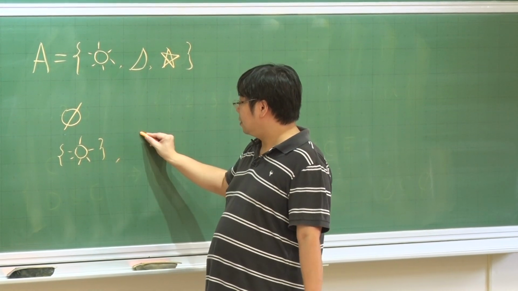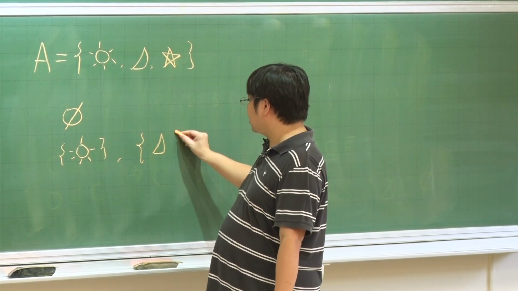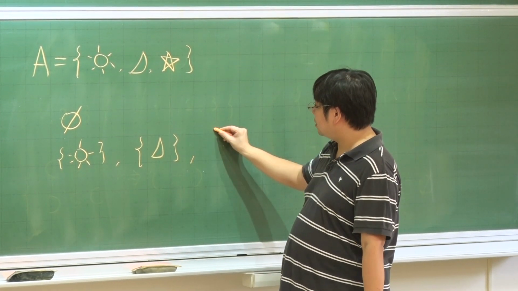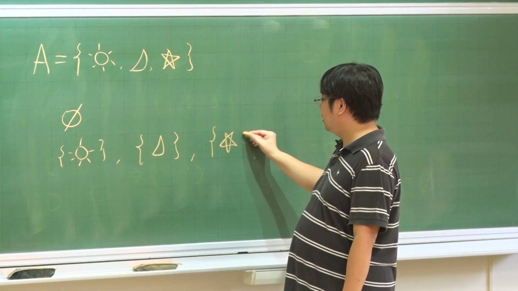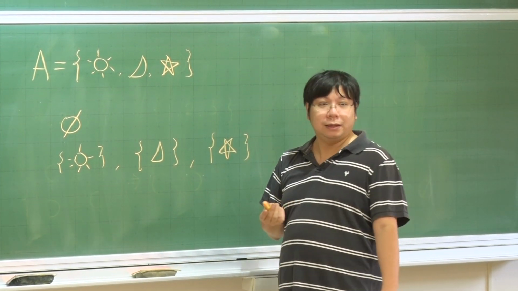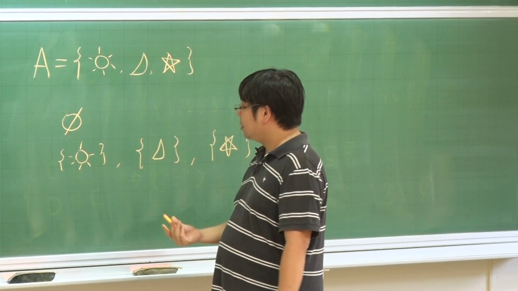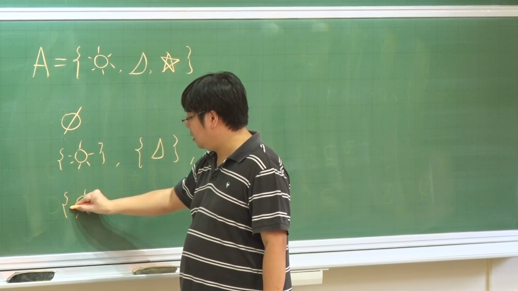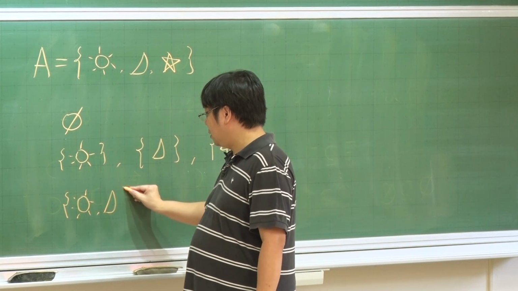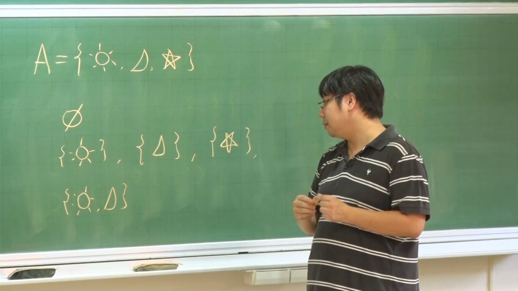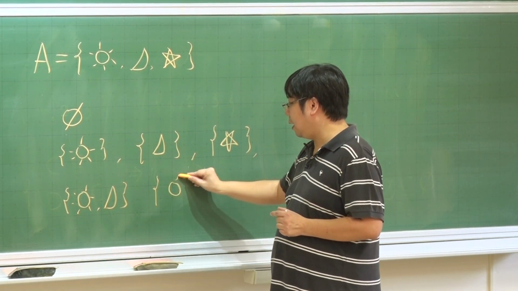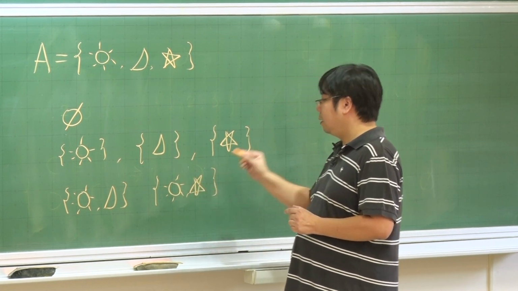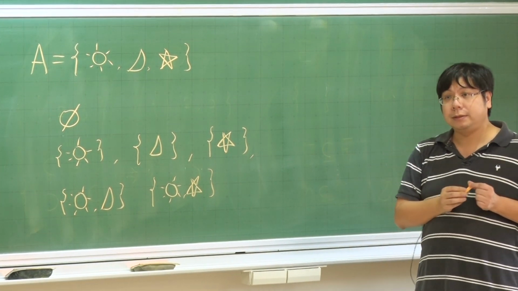And what else? Moon is also a subset of A. Is that okay? And what else? Star is also a subset of A. Is that okay? And what else? Sun and moon. This is a subset of A, right? Sun and star. This is a subset of A, right?